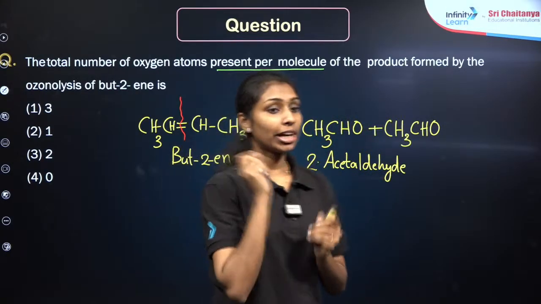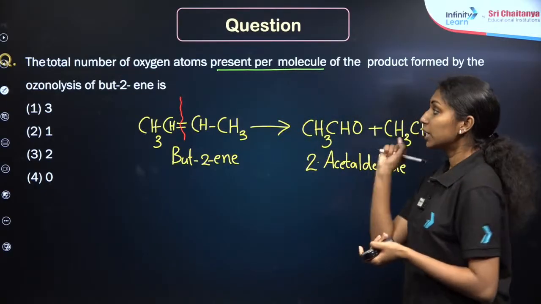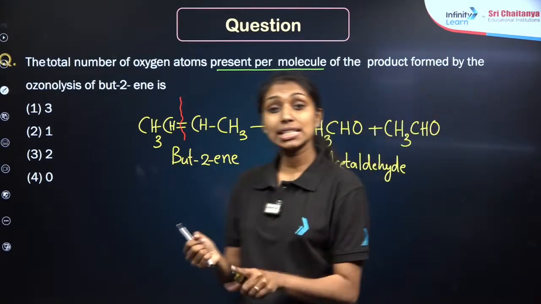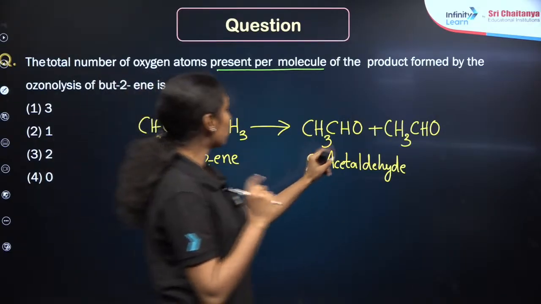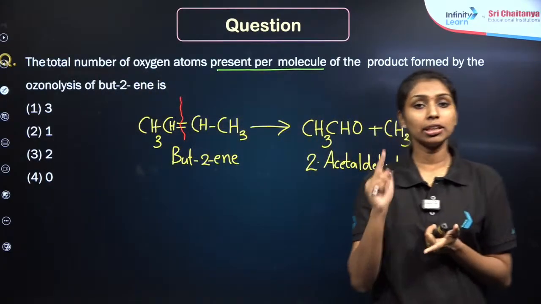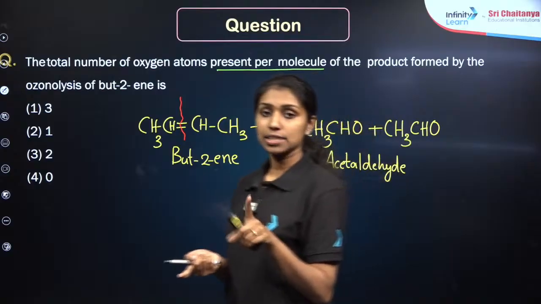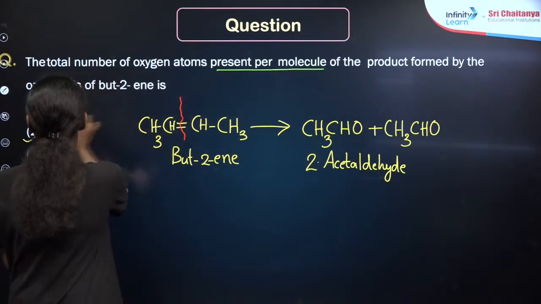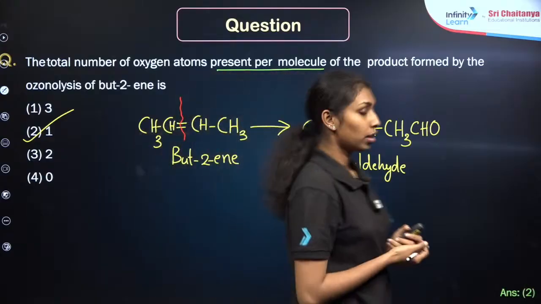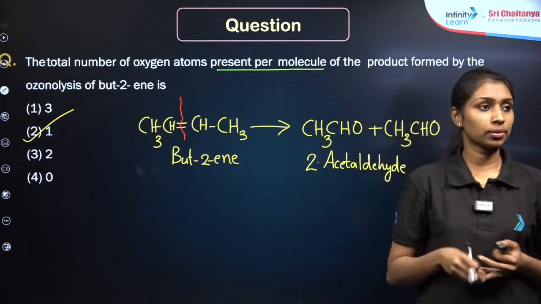Our question is to find out the number of oxygen atoms, right? Find out the total number of oxygen atoms present per molecule, which means if you are taking only one product, what will be the number of oxygen atoms present in it? So here the product will be one acetaldehyde, right? So per molecule, 1 oxygen atom is present here, which means option 2 will be the correct answer. Is that clear?